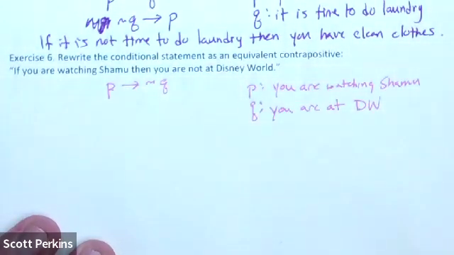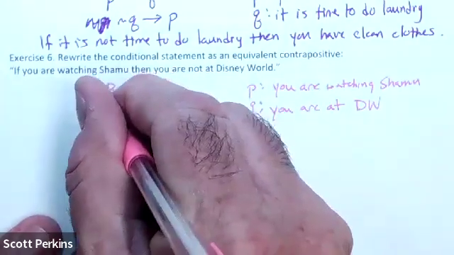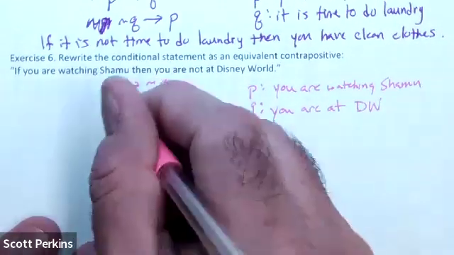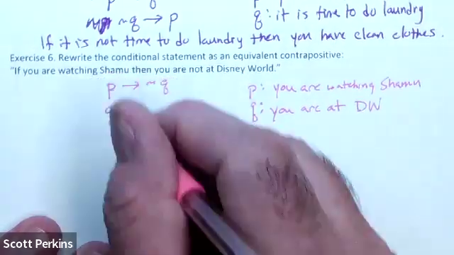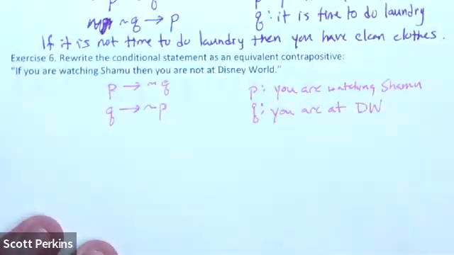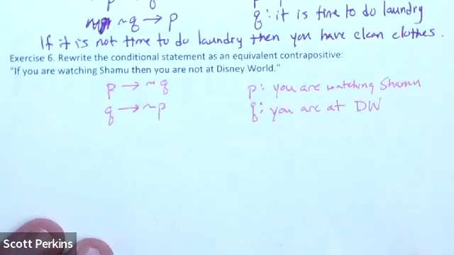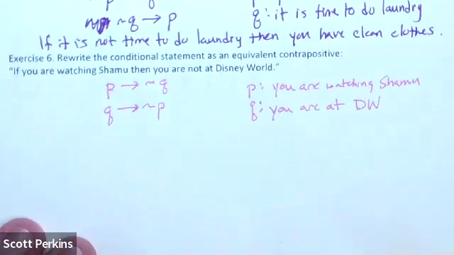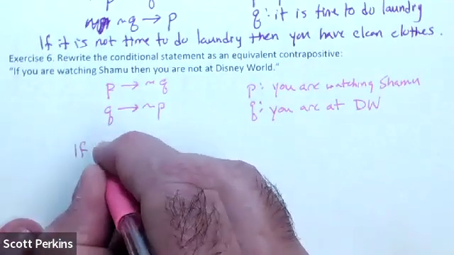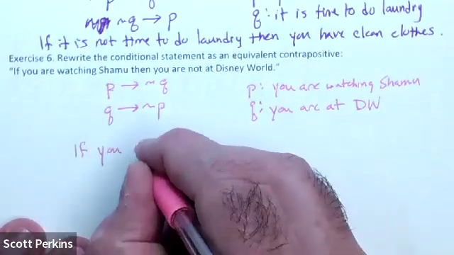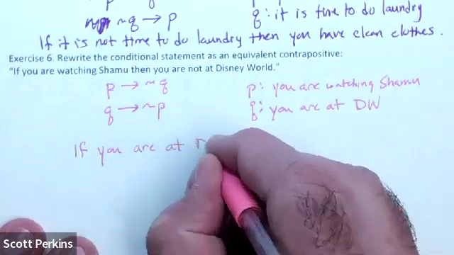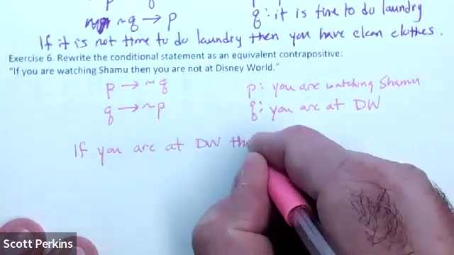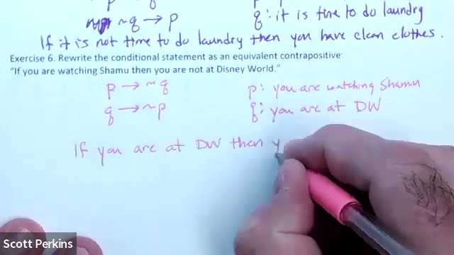So what's the contrapositive of that then? What do I get? Q, then squiggly P. You change the order and you negate both. All right, so now I'll write that in words and we'll be done. So Q is if you are at Disney World, then squiggly P, you are not watching Shamu.